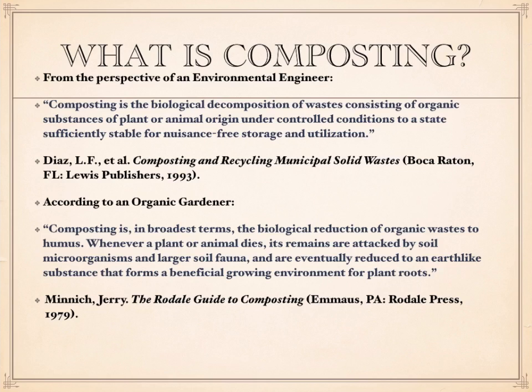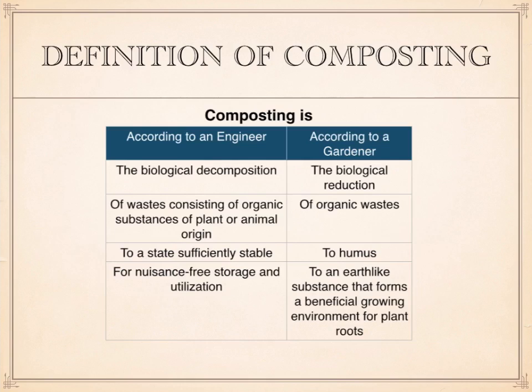Jerry Minich, an organic gardener, writes, composting is, in its broadest terms, the biological reduction of organic waste to humus. Whenever a plant or animal dies, its remains are attacked by soil microorganisms and larger soil fauna, and are eventually reduced to an earth-like substance that forms a beneficial growing environment for plant roots.